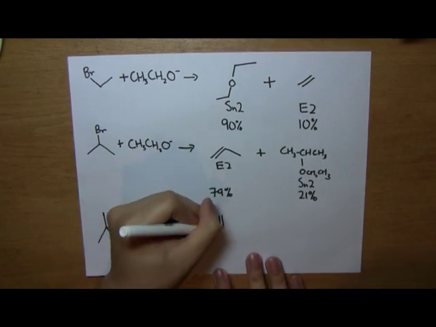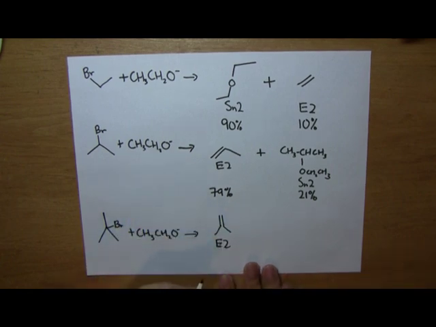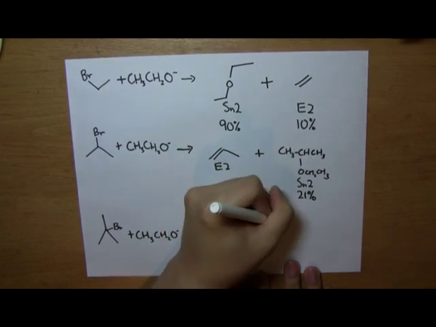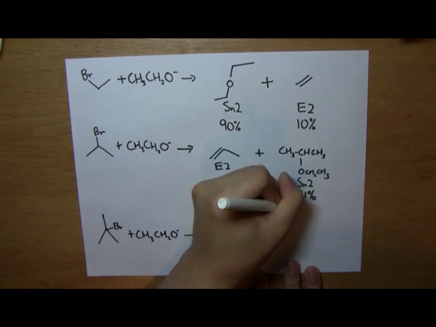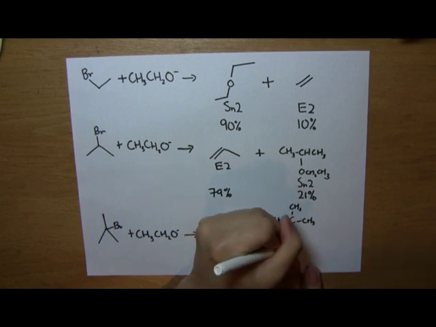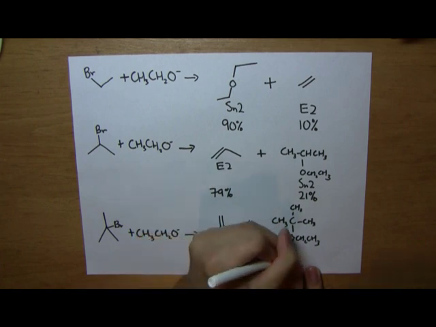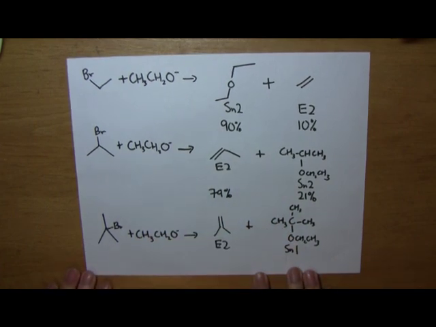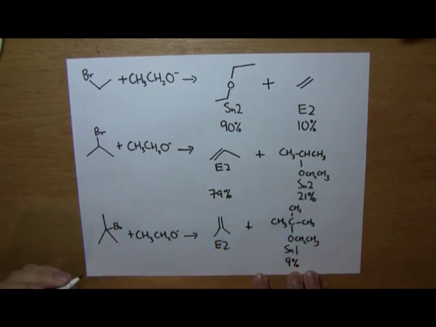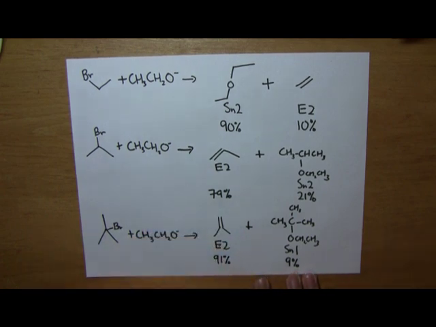So the final product you would get from elimination would be this, and you would get a little bit of substitution from this. Now the ratios are about only 9% for SN1 and 91% for elimination.